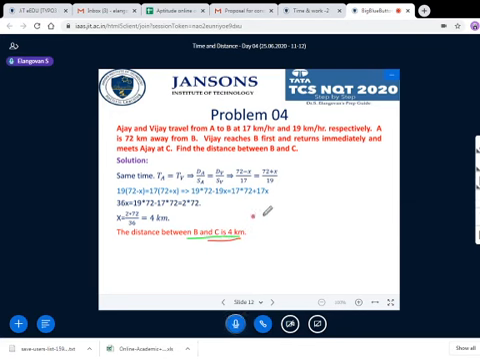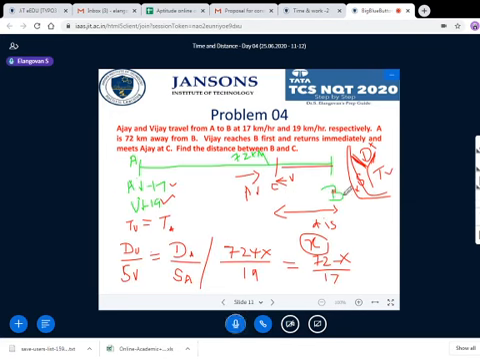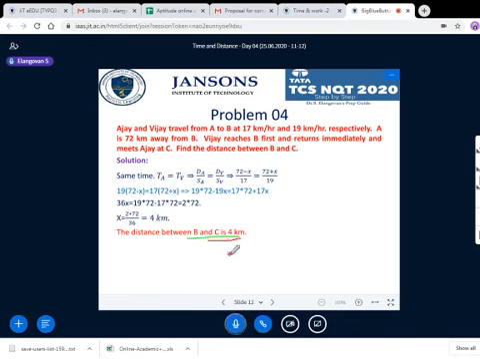Right? So the distance between B and C is now... x is found out. x is nothing but what we have assumed as x. So automatically this is found out. That is nothing but 4 kilometers. You have to check whether it is meter or kilometer. Since everything is given in kilometers, we have taken it as kilometers. The answer is 4 kilometers.